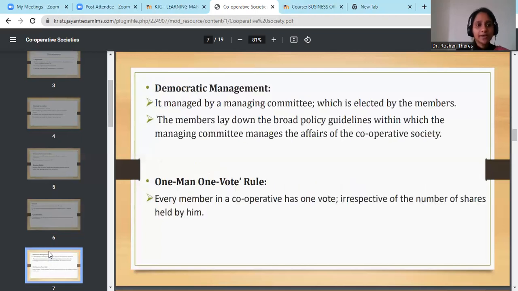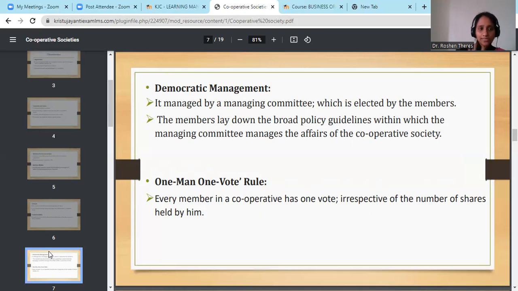Next is democratic management. What do you mean by democratic management? There will be a managing committee, and this committee will be elected by the members of the cooperative society. These members lay down the broad policy guidelines within which the managing committee members take decisions about the affairs of the cooperative society. So there will be democratic management, and this management will be selected by the members of the cooperative society.